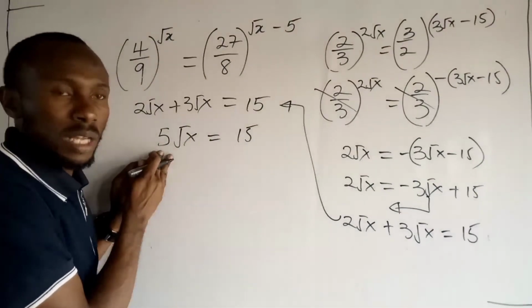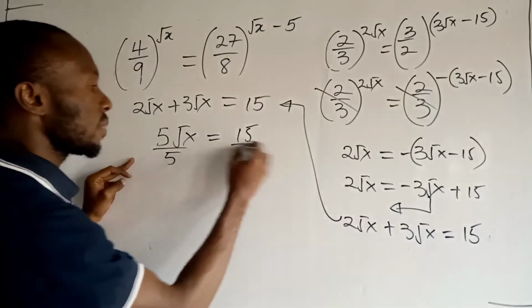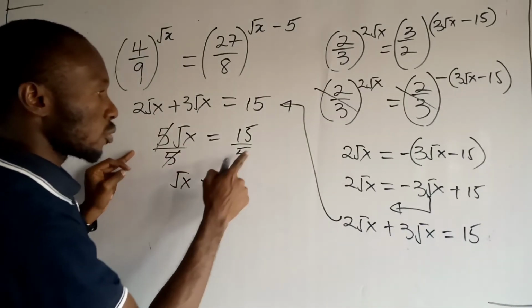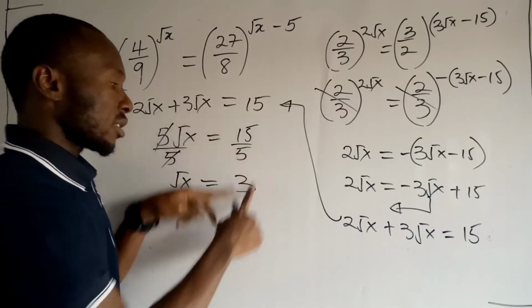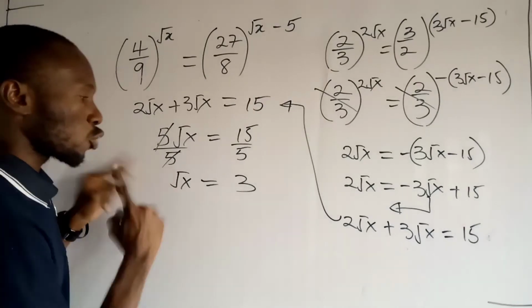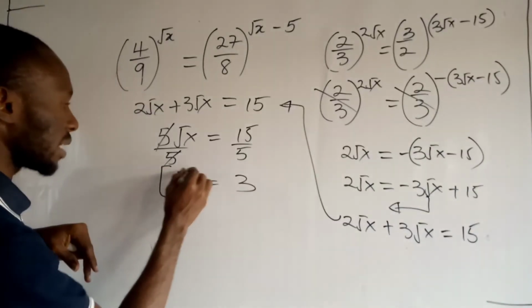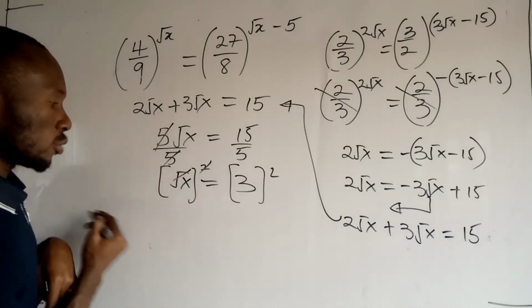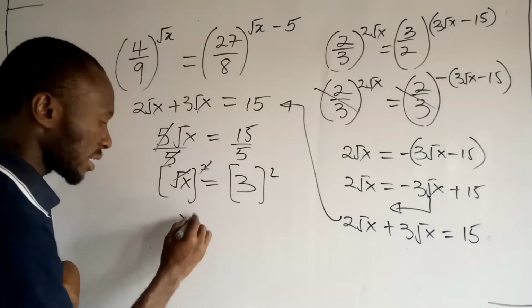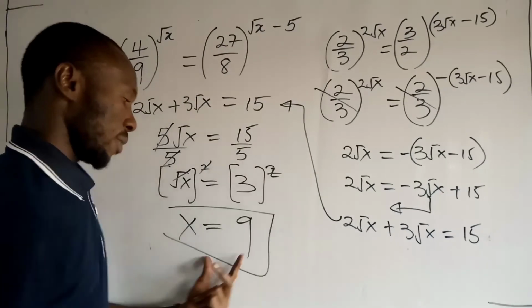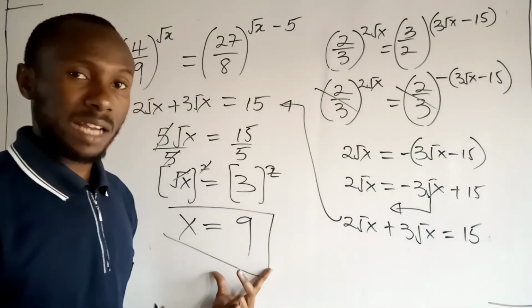We want to divide both sides by 5. So you divide here by 5. Divide here by 5. This guy cancels out. Root x is equal to 3. 15 divided by 5 is 3, right? Now to remove the square root from here, you square both sides. The square is going to take off the root, so therefore x is equal to 9, because 3 squared will give me 9. So viewers, this is the end of the solution.